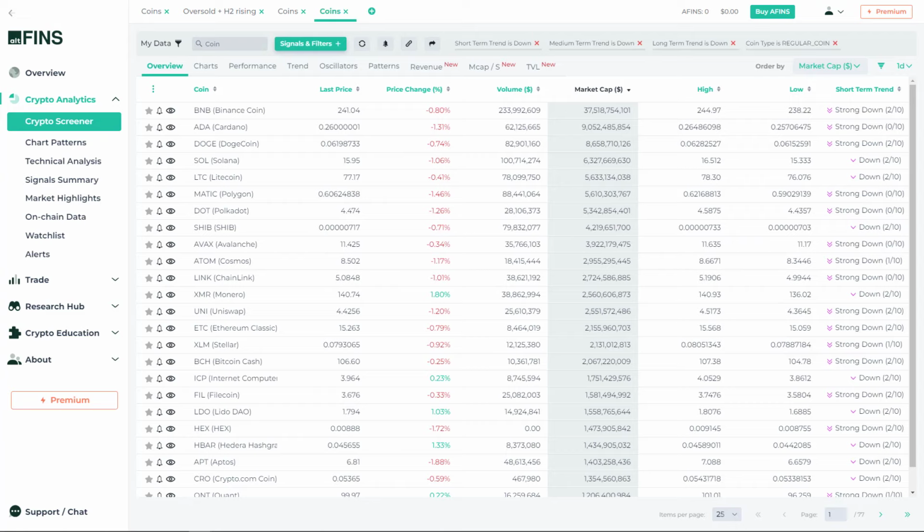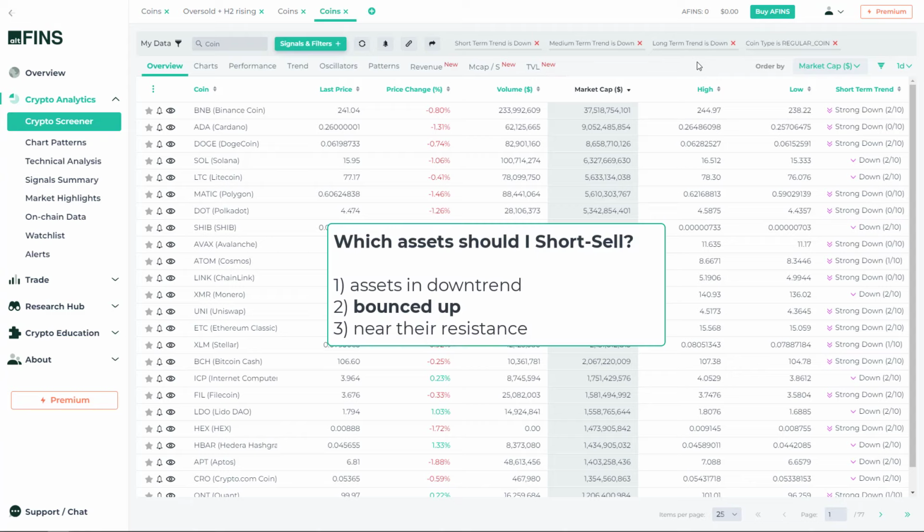So let's build a custom market scan for that. Let's start with this market scan that we have right now already here, which is all the coins that are in a downtrend across short-term, medium, and long-term basis. I'm also looking for coins that have already bounced up. How do I express that?